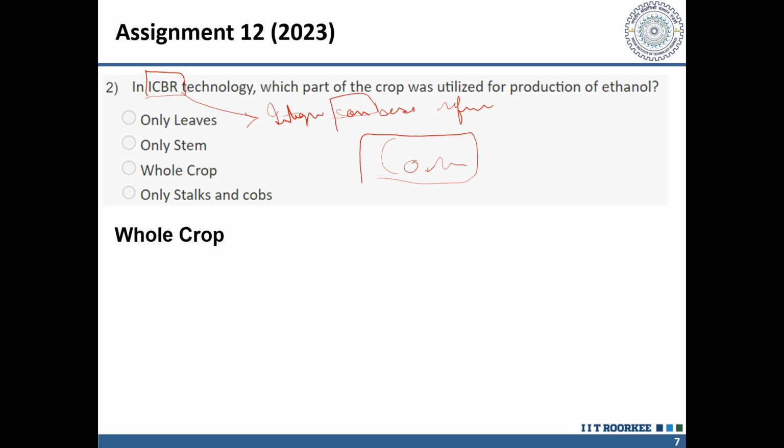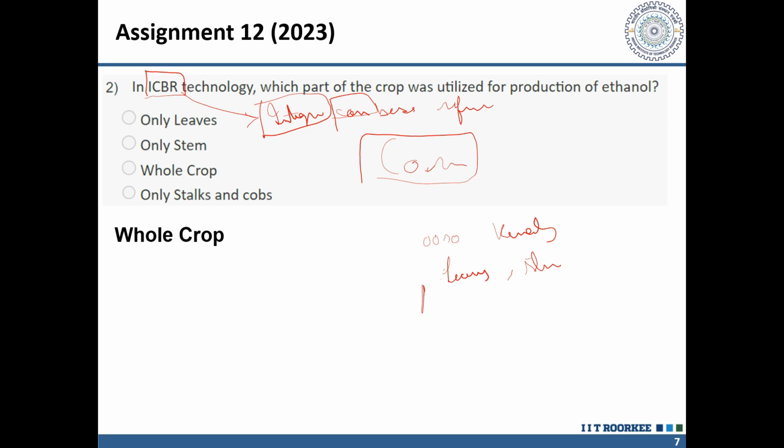So it utilizes corn to produce ethanol. But what does this integrated mean? Integrated means it can use any part of corn. We know that corn has corn kernels, which are the seeds which we eat. It has a stem, leaves, stem, and kernels.